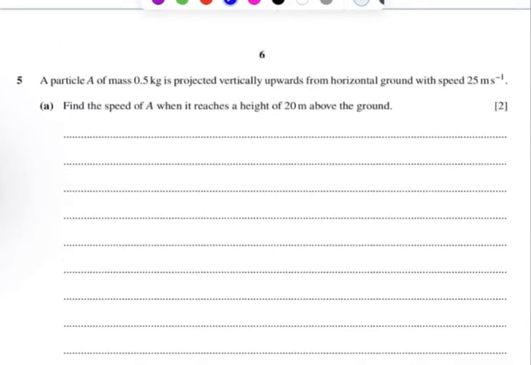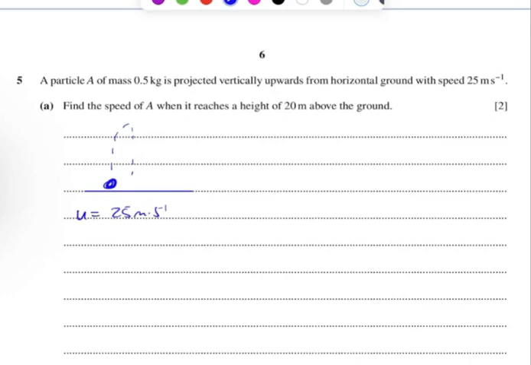Okay, now, next question. A particle of mass 0.5 kgs is projected vertically upwards from the ground at the speed of 25 meters per second. Okay, so projectile motion. It's going up, it's from the ground. Our u is 25 meters per second.